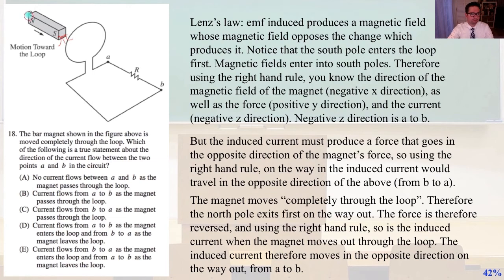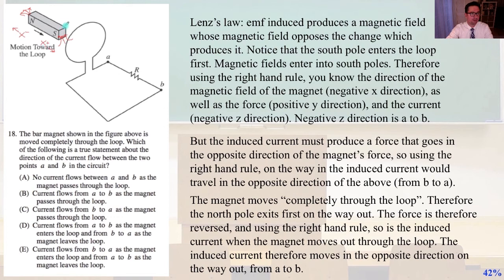We can draw those also. They exit out of the North Pole, curve around, and enter into the South Pole. So we know that, and then let's draw the x positive direction going that way, and the x negative direction going that way.